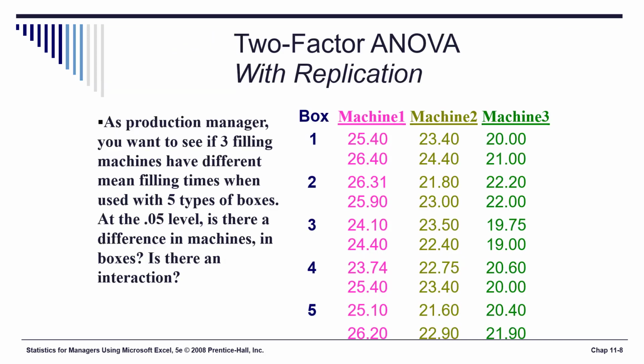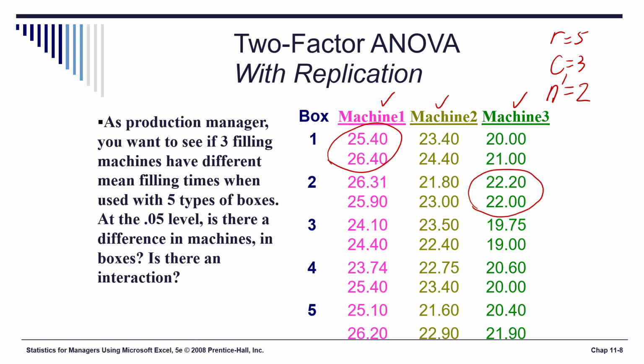In this case, this is one of the examples about filling machines. We have three types of machines, which means we have three columns, so C equals 3 here. And then we have 5 different boxes, box 1, 2, 3, 4, 5, so I equals 5, we have 5 rows. And then M prime is the number of replications. Under each subcategory, like machine 1, box 1, we have 2 observations. Similarly, if you pick another group, let's say machine 3, box 2, you have 2 observations, so the number of replications will be 2.